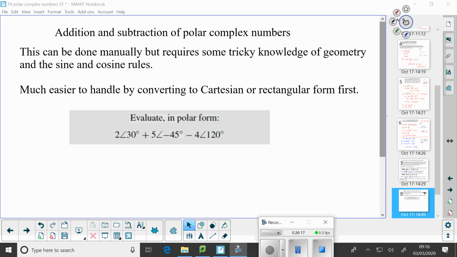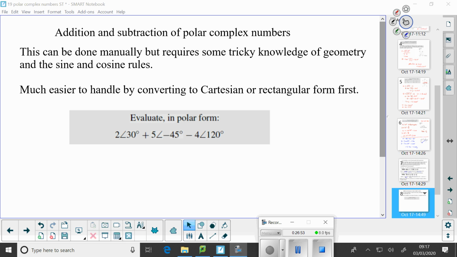So, addition and subtraction of polar complex numbers. Now, it can be done manually, but it requires some tricky knowledge of geometry. You really need to draw a diagram and then use the sine and cosine rules. So when we have 2 or more polar numbers that we want to add or subtract, what we're going to do is convert them to Cartesian form first, and then we can easily add those together.